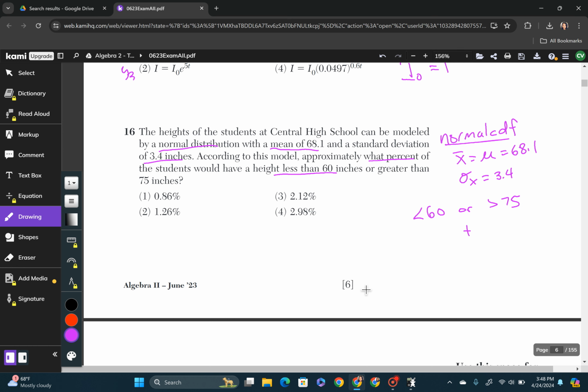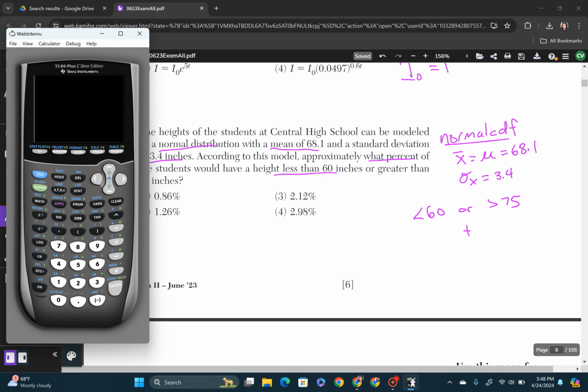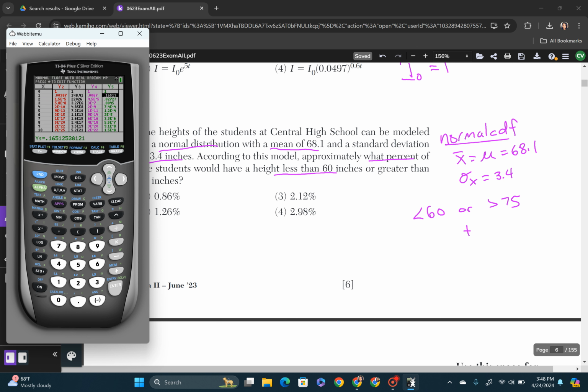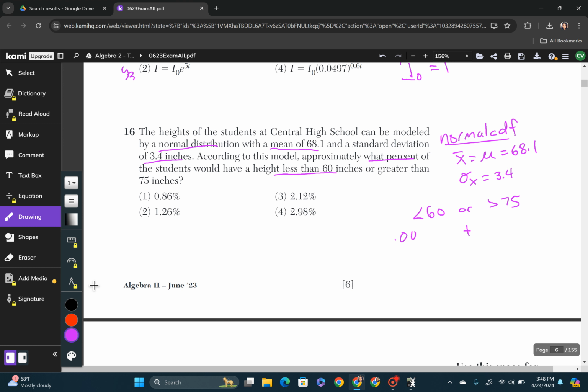We take our calculator, turn it on, clear this. So we hit second vars, and we find normal CDF, which is option number 2, and it says less than 60. So I can go 0, that's our small number, or I can even go negative if I wanted to. Our upper number is going to be 60. Our mean they gave us is 68.1, and our standard deviation is 3.4. Cool. Just hit enter a bunch of times, and I get 0.008601.